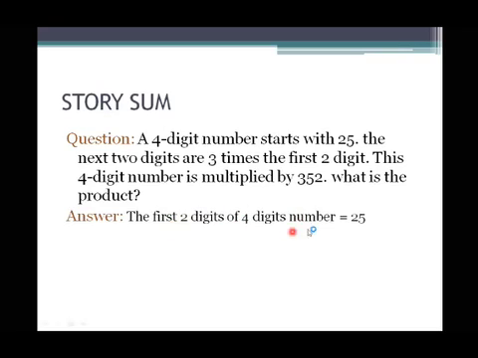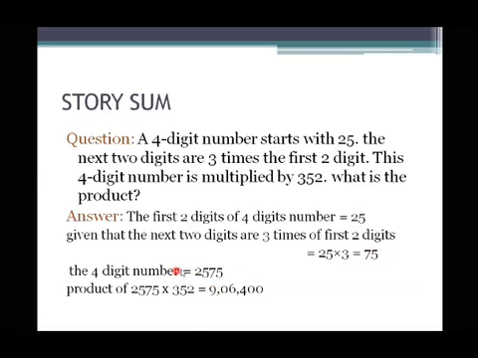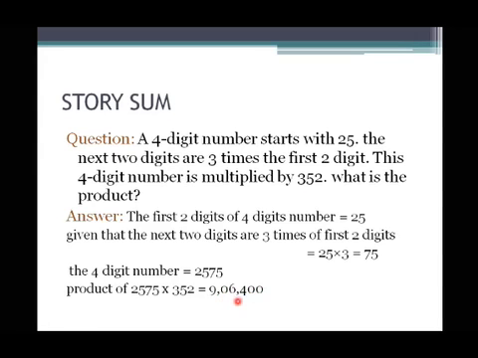The first 2 digits of the 4-digit number are 25. Given that the next 2 digits are 3 times the first 2 digits, that means 25 into 3, we will multiply with 3. So you will get 75. The 4-digit number is now 25, 75. So for this 25, you have to add this 75. So you will get the number 2,575. Now for this 2,575, you should multiply with 352. If you multiply this, you will get 9,06,400. So the product is 9 lakh 6 thousand 400.